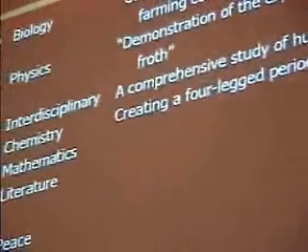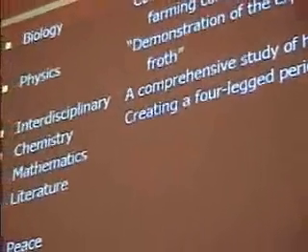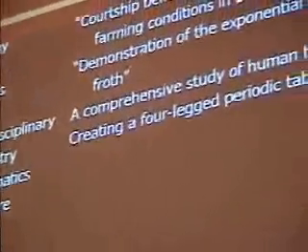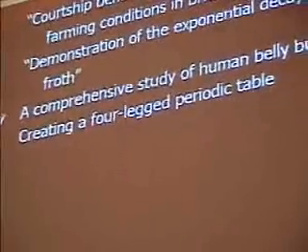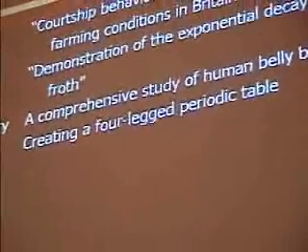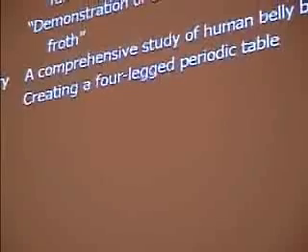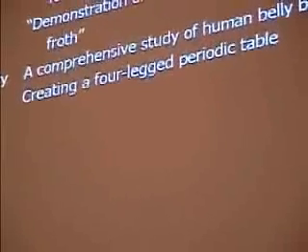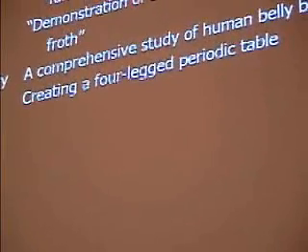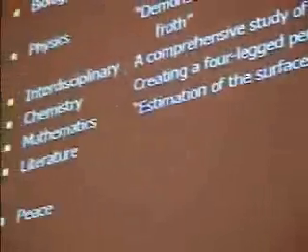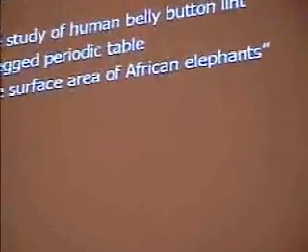So interdisciplinary, this one person created a four-legged periodic table. So there's an actual wooden table with different cells. And in each cell was the actual elements at that spot in the table. Of course, some elements like uranium and plutonium, you kind of die if you sit at a table that's filled with them. So it wasn't actually in the table, but he got argon and hydrogen and helium and all the other elements and actually put them in containers inside the table. Mathematics, an article called Estimation of the Surface Area of African Elephants.